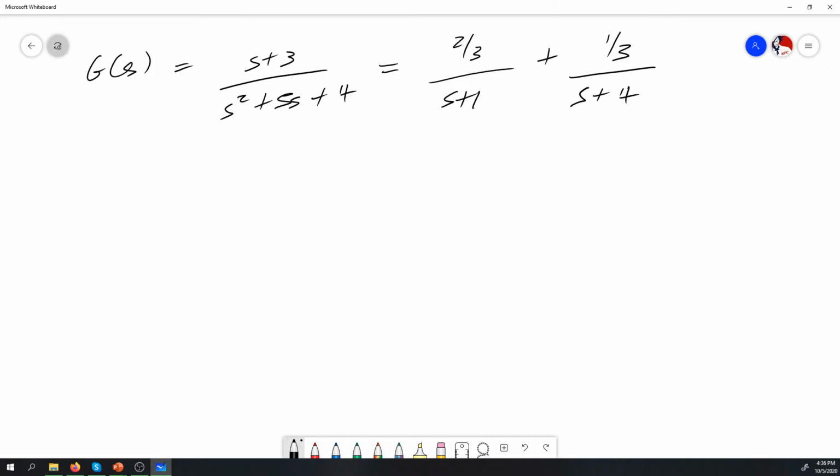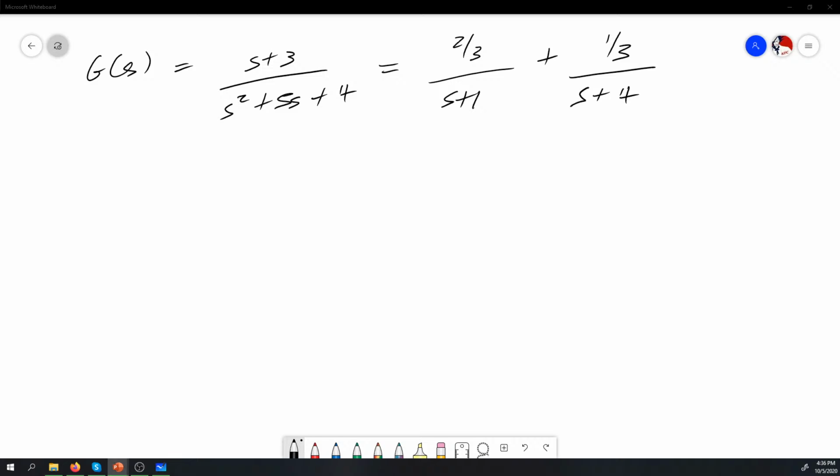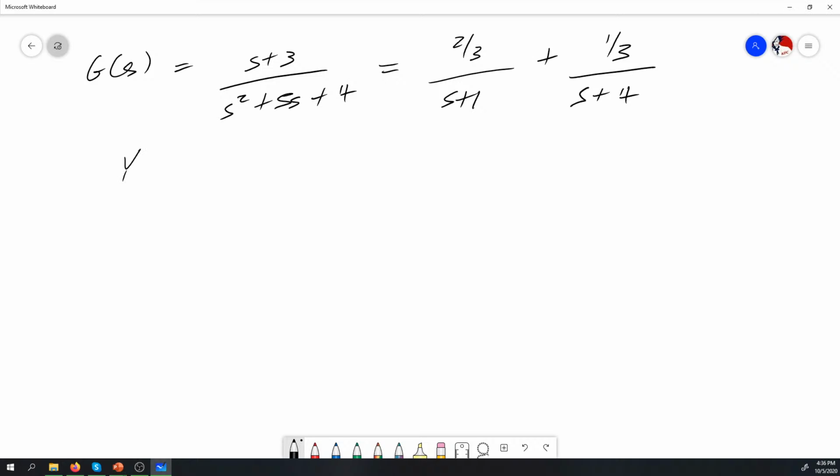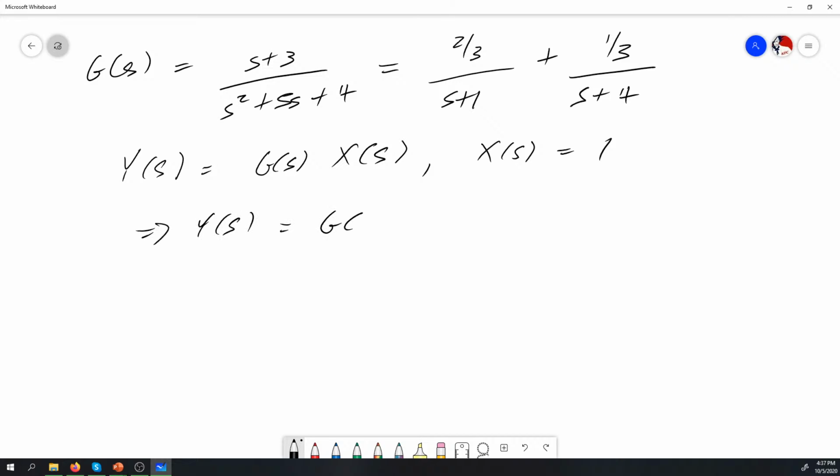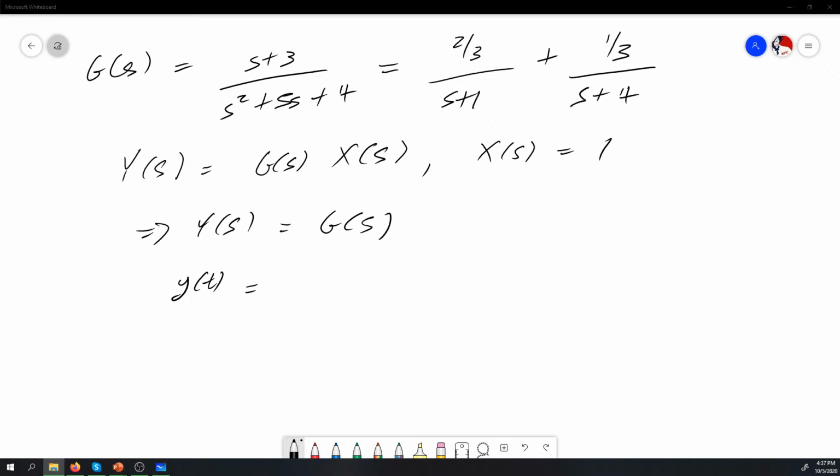And then if we did the Laplace equivalent of this, we know Y of s was equal to G of s multiplied by X of s. And let's say X of s here was equal to 1. This is going to mean Y of s was equal to G of s here. So Y of t, when we do our inverse Laplace transform, I'm getting the Laplace transform tables here in particular.